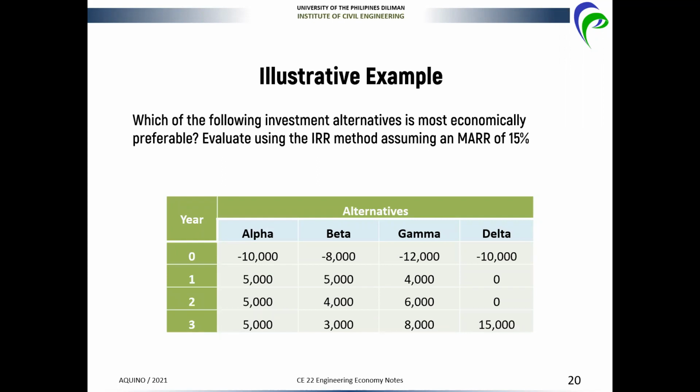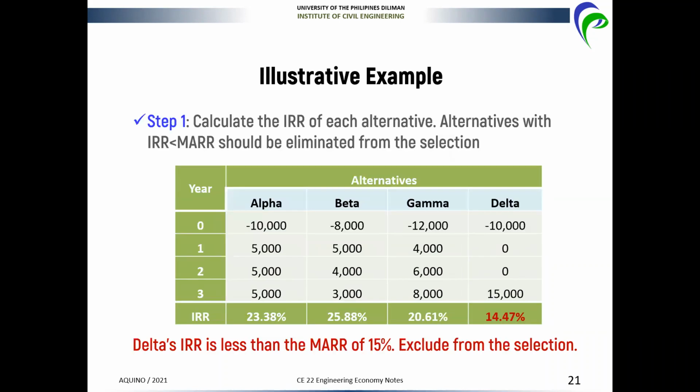So, ano yung first step na kailangan natin gawin? Meron tayong 4 options na projects. All of them run for 3 years. Tapos ito yung mga economic consequences nila in terms of their investment cost at year 0 and the corresponding na cash flows for the first 3 years. So step 1 is to calculate the internal rate of return for each alternative.